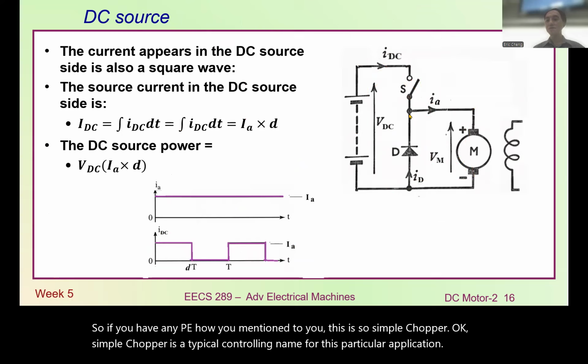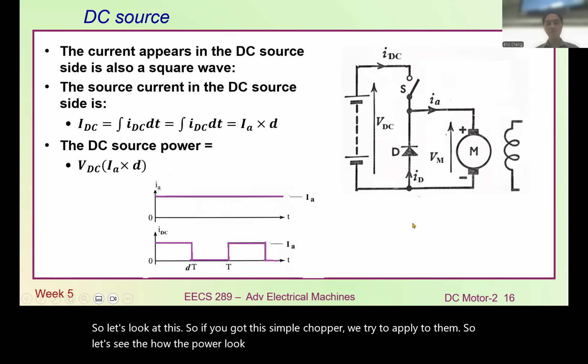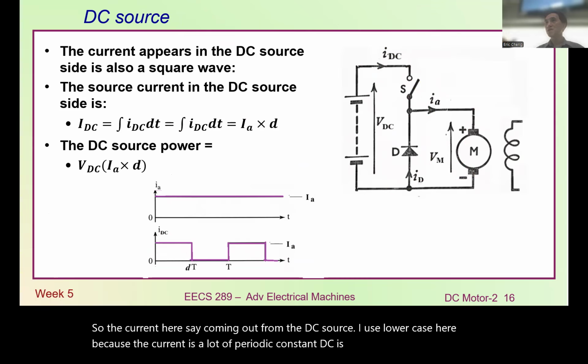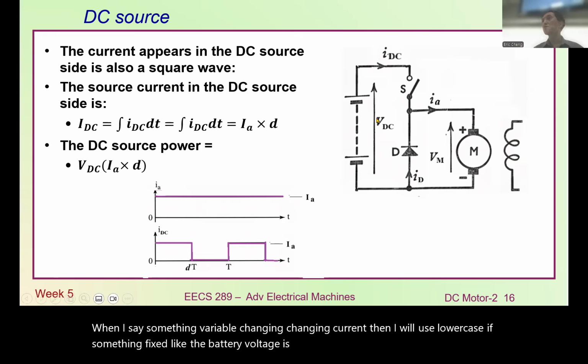So let's look at this. If we apply this simple chopper, let's see how the power looks for the system. The current here, say coming out from the DC source, I use lowercase because the current is not a pure constant DC, it's variable. When something is variable, a changing current, I use lowercase. If something is fixed, like the battery voltage, I use uppercase.